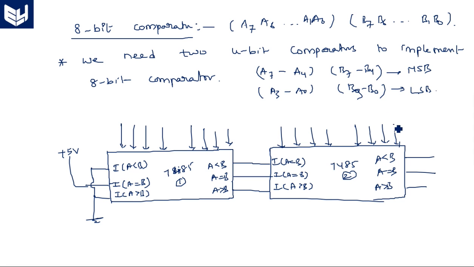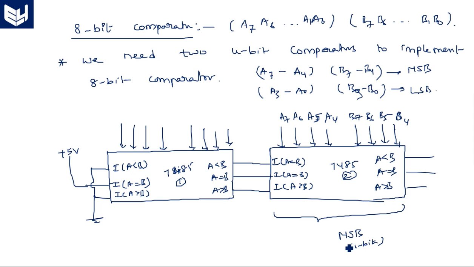Okay. So coming to here, we have to consider B4, B5, B6, B7, A4, A5, A6, A7. What do you mean by this? This operates on the MSB, most significant bit, 4 bits. And again B0, B1, B2, B3, A0, A1, A2, A3.